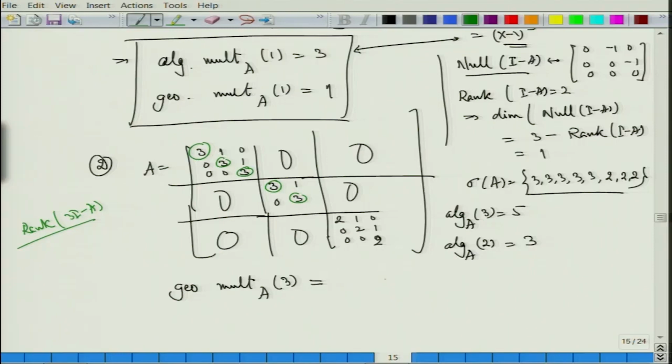What is the size of this matrix? 3 plus 3 is 6 plus 2 is 8. So, 8 minus 6, which is 2. All right. So, the geometric multiplicity of this is 2.